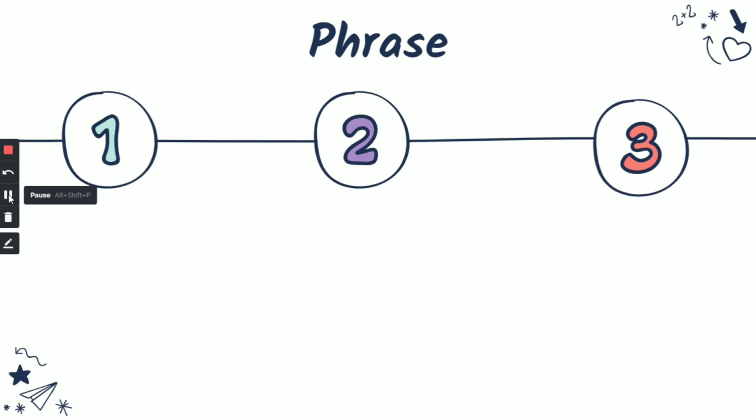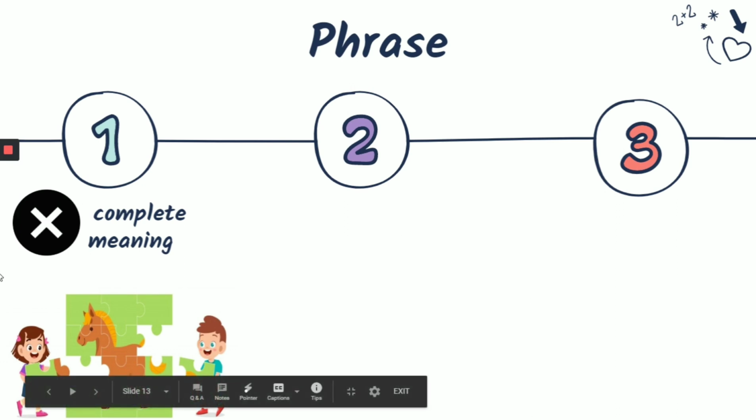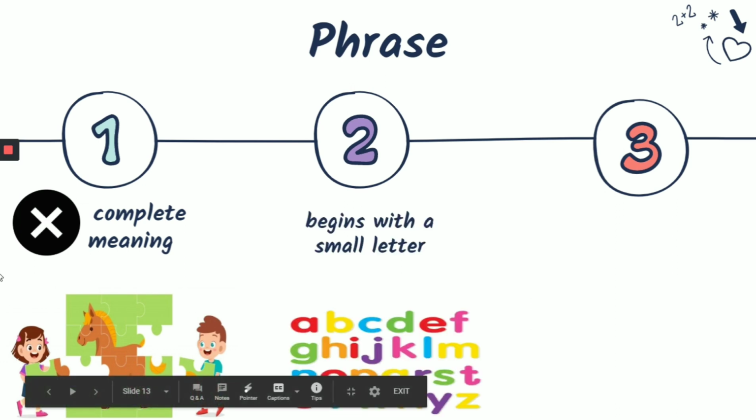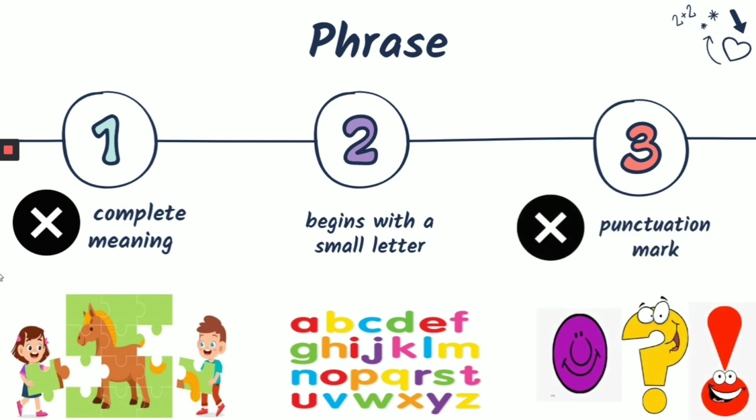Let's remember these three important things for you to consider that a group of words is a phrase. First, a phrase has no complete meaning. Next, a phrase begins with a small letter. Remember the baby letters like A to Z? And lastly, a phrase has no punctuation mark, no period, no question mark, no exclamation point.